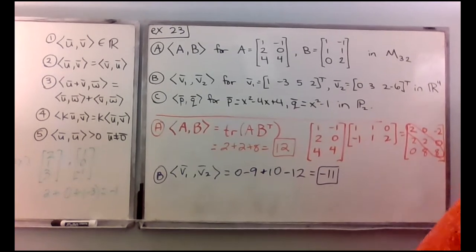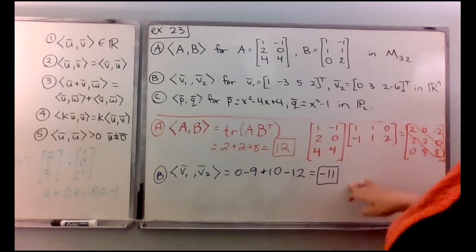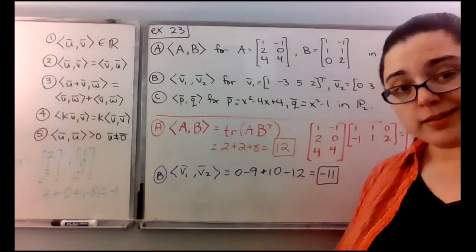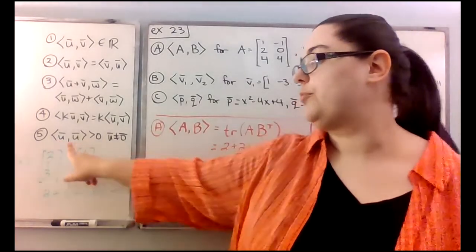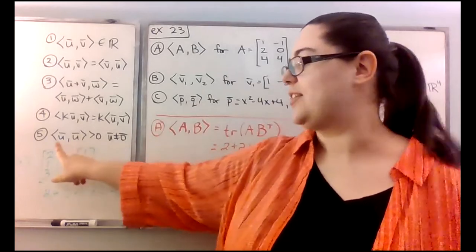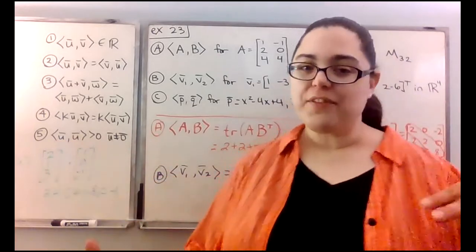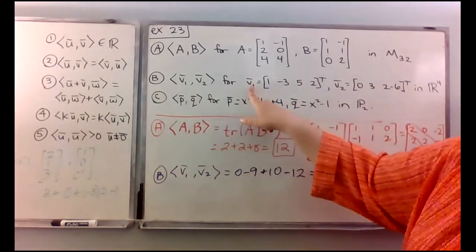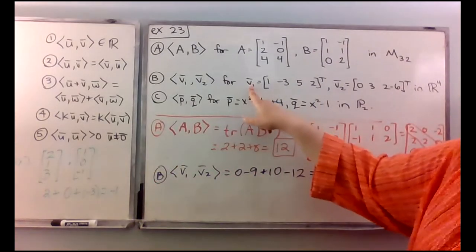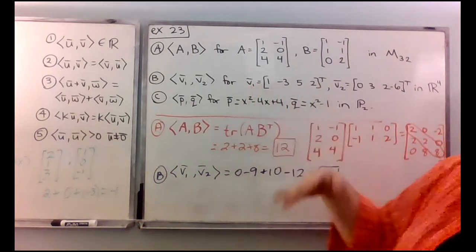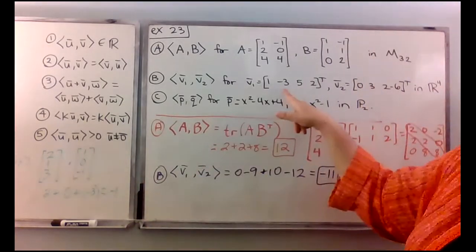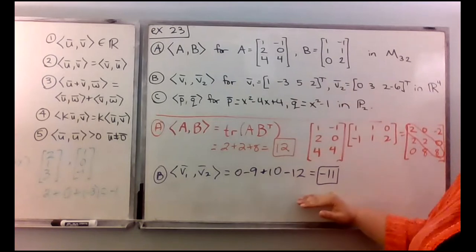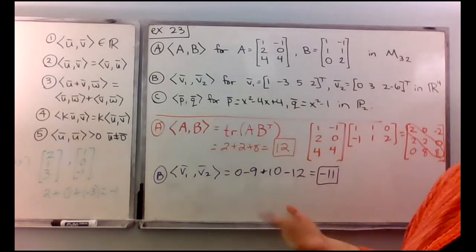Now, don't be concerned here that we got a negative number. You can have a negative number as your inner product. The only time you need it to be positive is if you are inner producting with itself, right? So if I had V1 and the inner product of V1 with itself, then I need it to end up being positive. But if I'm just doing the inner product between any two vectors, I could get a positive or negative or even 0.